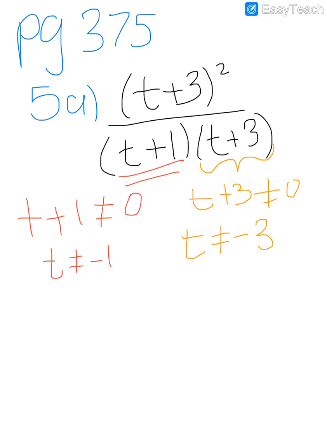So the two restrictions that would make a denominator 0, and therefore this expression invalid, would be if I input -1 into that equation for t or -3, right? Because we can never divide by 0.